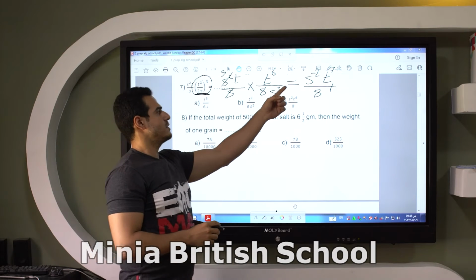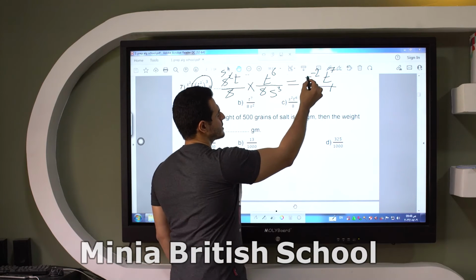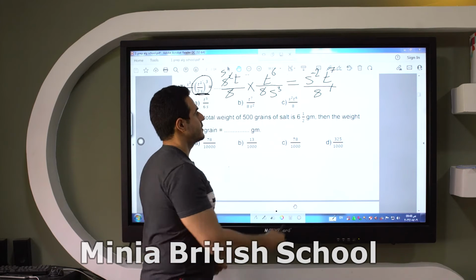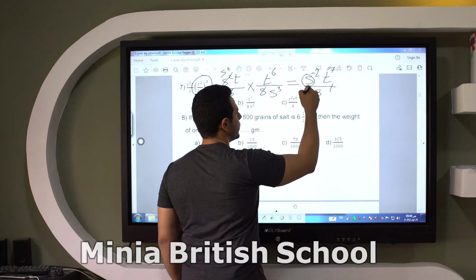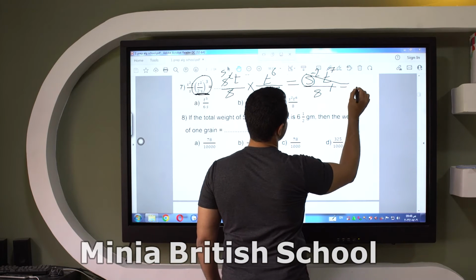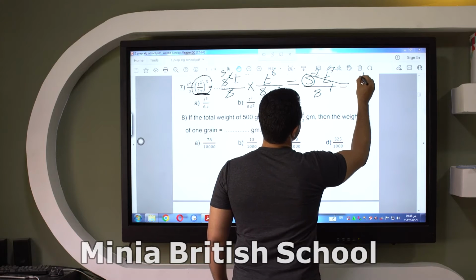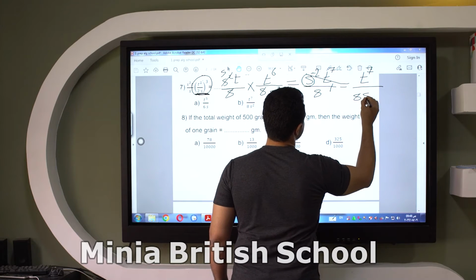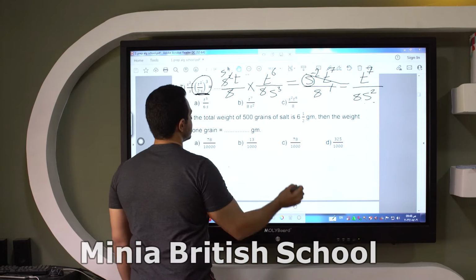Now let's see this, s power negative 2. This power is negative, so we move s from the numerator to the denominator, and it equals t power 7 over 8 s power 2. And this is the answer.